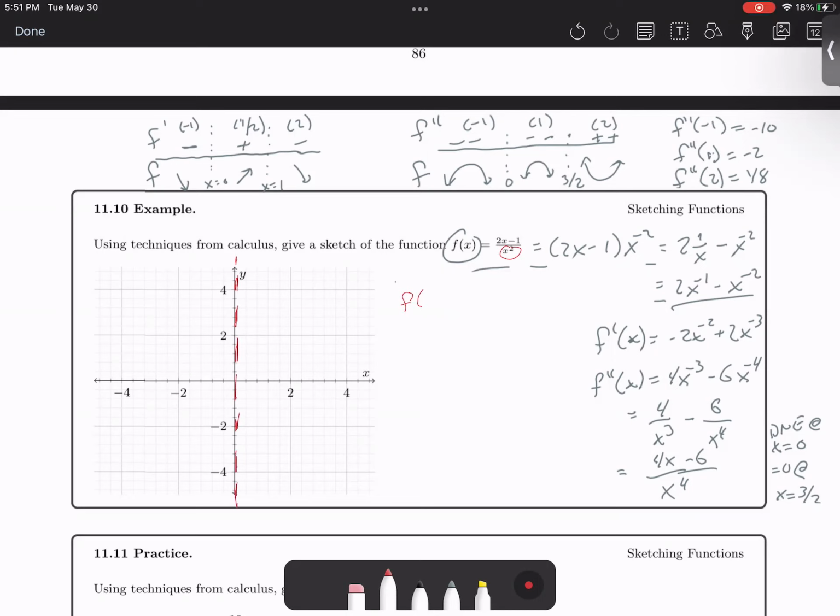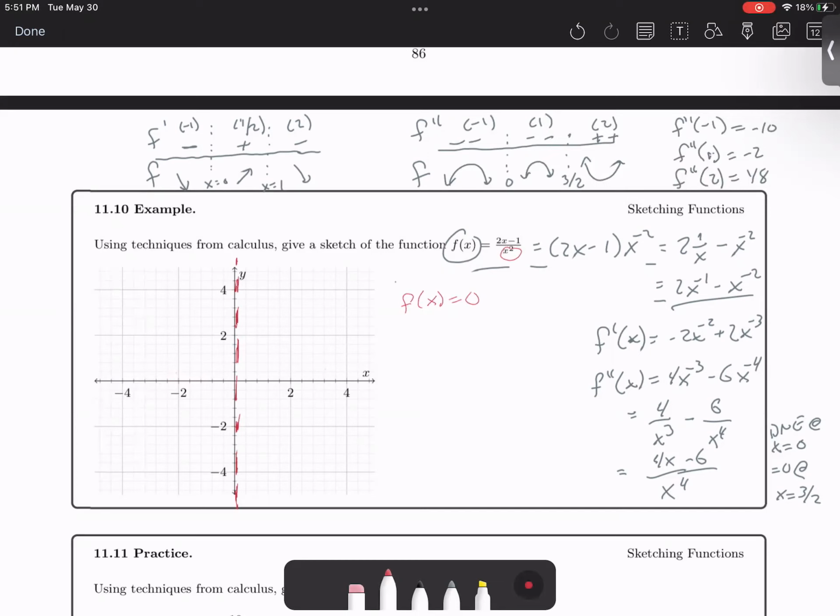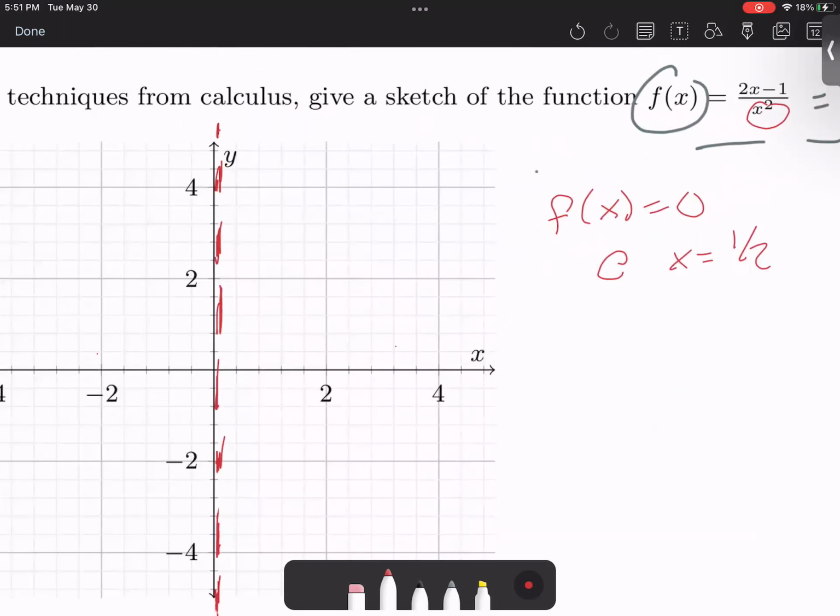If we set our function equal to 0 and see where we're going to cross our x-axis, let's solve that. That's going to be when 2x minus 1 is equal to 0. So that happens at 1/2. So if I zoom in here, there's 2, there's 1, 1/2 is somewhere right there. We have a 0.